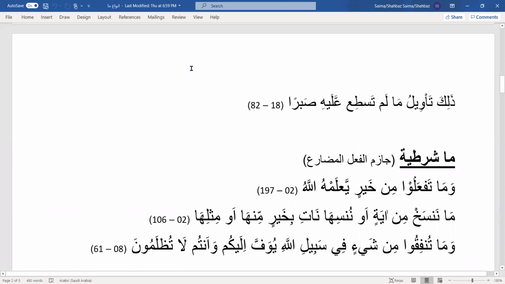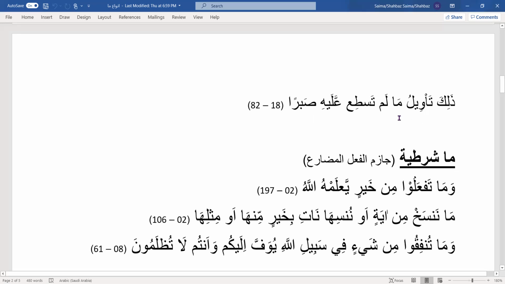Maf'ul. Okay. Anybody else? Listen, I was trying to emphasize this. That is the interpretation of Baytullahi, house of Allah. Mudaf, majroor, yeah. Mudaf ilayh. So tawil is mudaf and ma lam tasta' alayhi sabra, this whole thing is what? Mudaf ilayhi. Very good, brother Azhar.